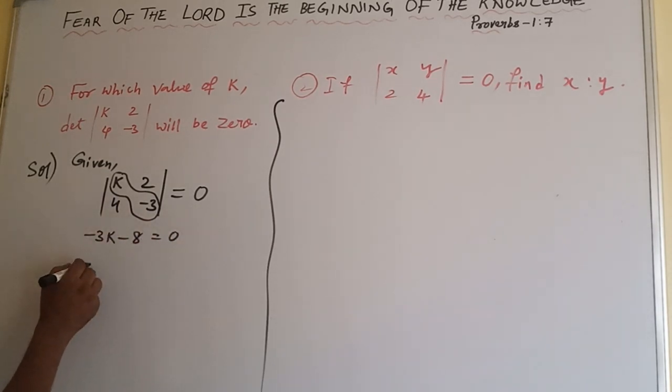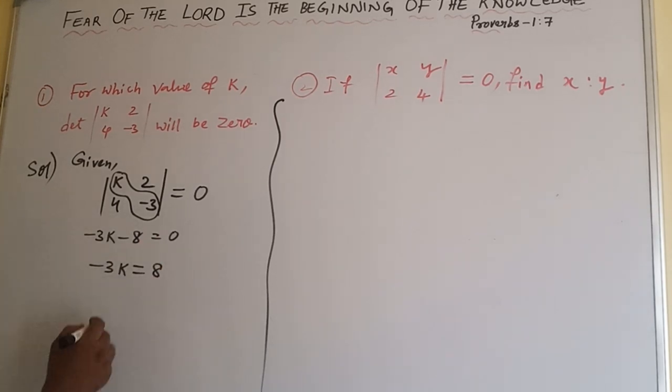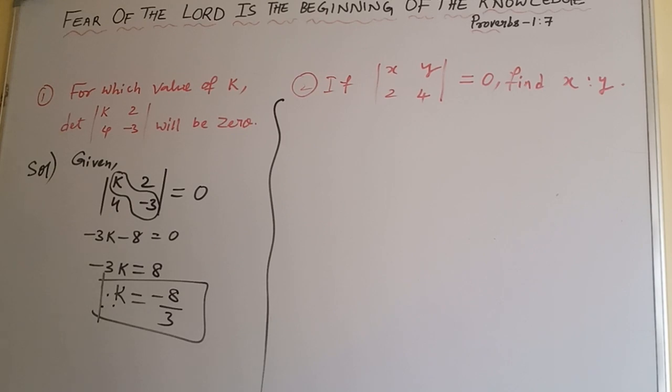Minus 8 goes to that side, plus 8, so minus 3k is equal to 8. So now k is equal to minus 8 upon 3. So that is your first problem. Like this you have to solve. And next, we are going to the next question.